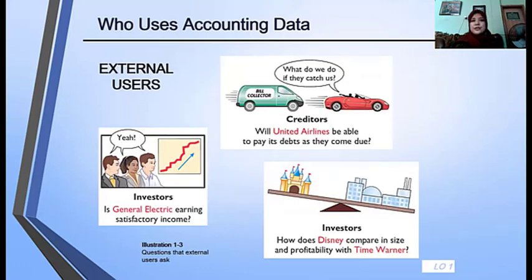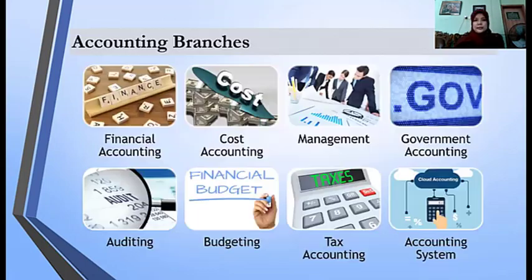Next, external users, such as creditors, investors, and others. Creditors look at the accounting data to decide whether they want to give us a loan or not. Does our company have the ability to pay if they lend us some money? For investors: when they invest money in our company, will they get a high return on the investment? That is the kind of external users who need and use accounting data.